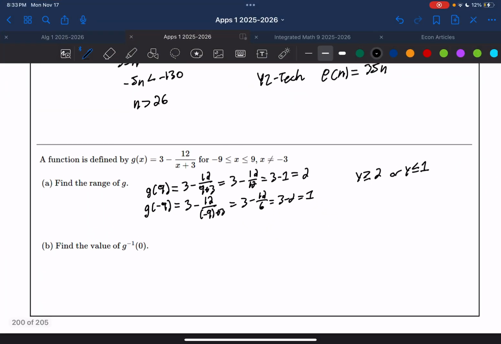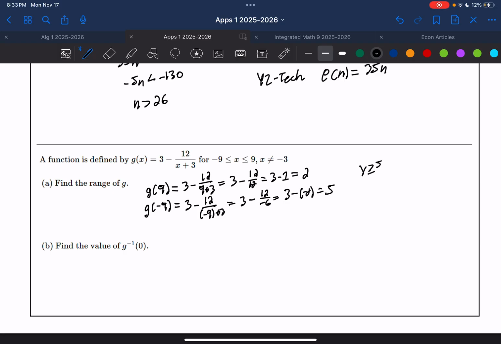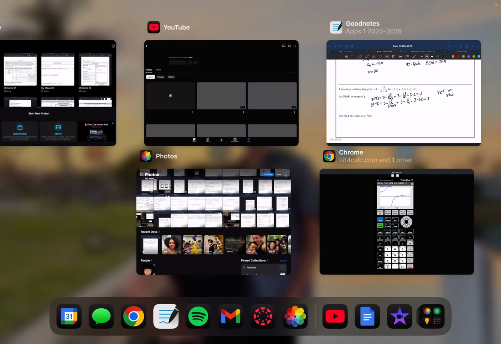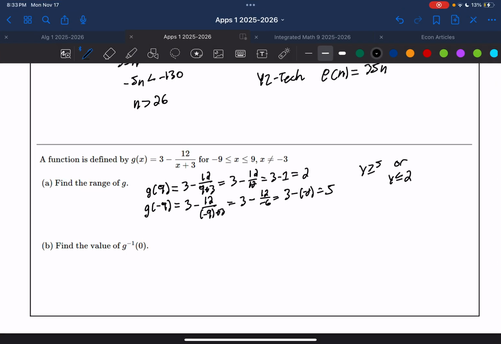Okay. All right, so I had g of -9, right, I forgot a negative sign there. So we want to be very careful here. This is going to be 3 minus 12 over -6, which is the same as 3 minus -2, which is the same as 5. So the range is actually y is greater than or equal to 5, or y is less than or equal to 2. Right? If we go back to the graph, there we go. We can see that above 5 we're defined, below 2 we're defined, but not in that gap in the middle.